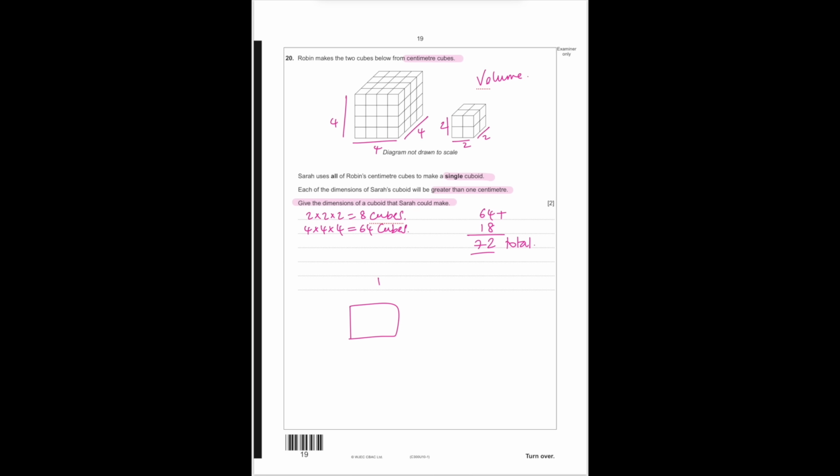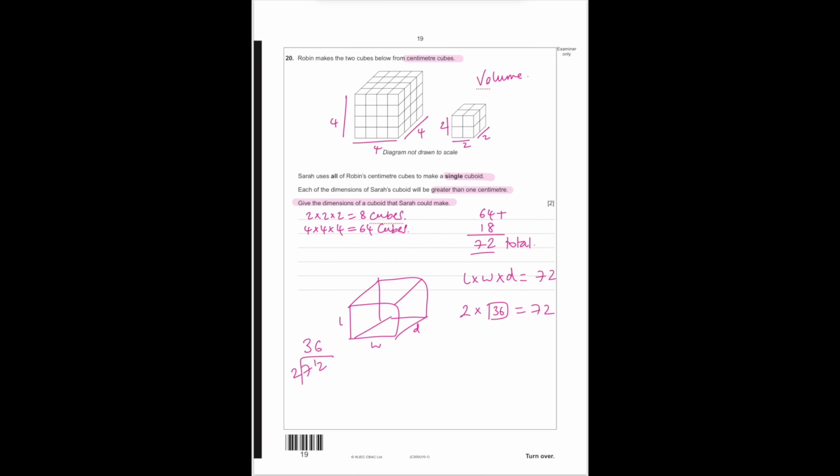So if I sketch a quick cuboid just to demonstrate how this would work. So we would have length times width times depth. So we would do length times width times depth and we would get 72. Okay, so we need to figure out how we could make 72 using 3 numbers. Well, 72 is an even number, so I could do 2 times something to get 72. Well, 72 divided by 2, that would be 36. So that would be 2 times 36.